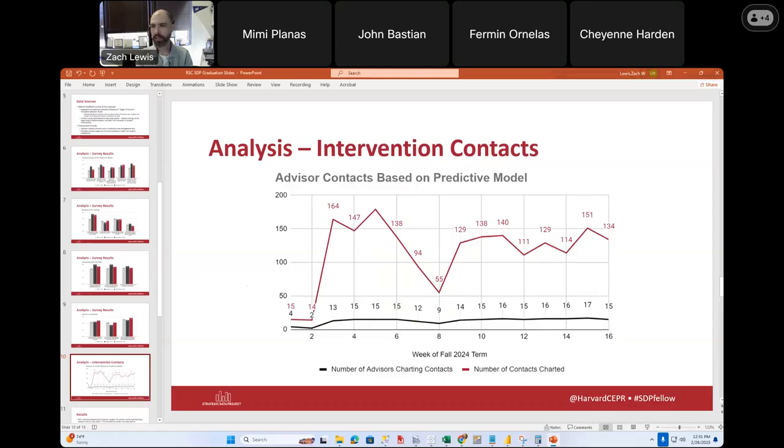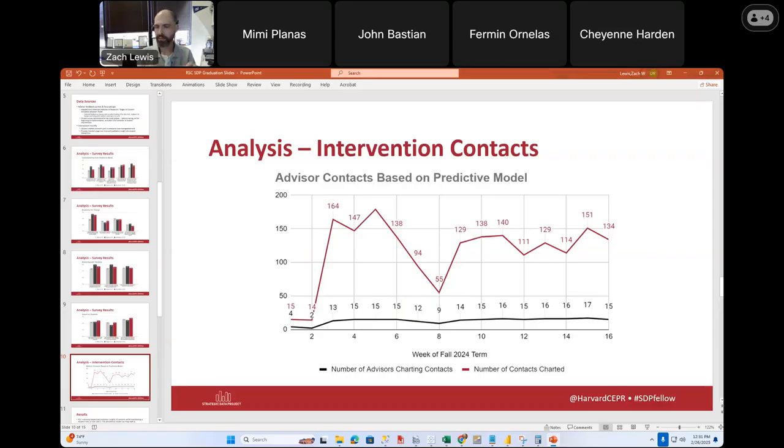And then we saw over the course of that entire study period over 1,800 contact points that were charted in Rio Compass based on the results of this data model and advisors reaching out to students. So again, a point of pride and celebration in this work.